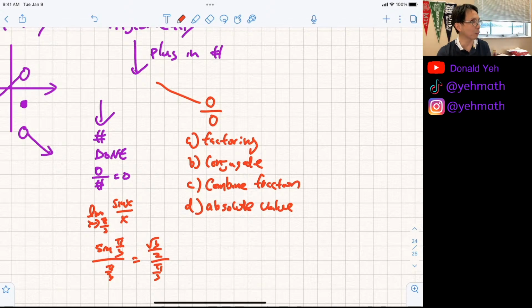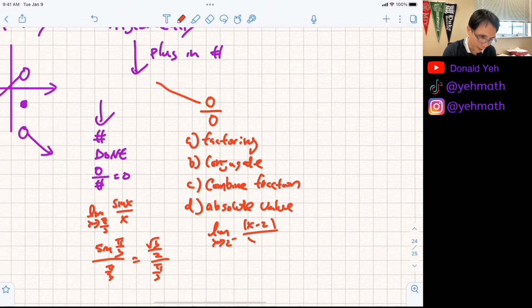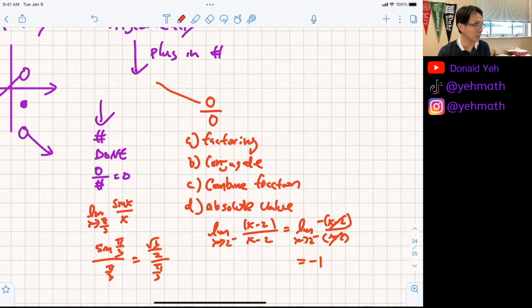The absolute value is a weird one. Sometimes I can ask you something like limit as x approaches 2 from the left of absolute value of x minus 2 over x minus 2. Then you have to say, okay, from the left, I'm going to use the negative side. So limit as x approaches 2 from the left, it's going to be negative (x minus 2) over (x minus 2). That cancels out and equals negative 1. Those are the things you have to be able to adjust when there's absolute value. It really depends on whether you approach from the positive side or the left side.